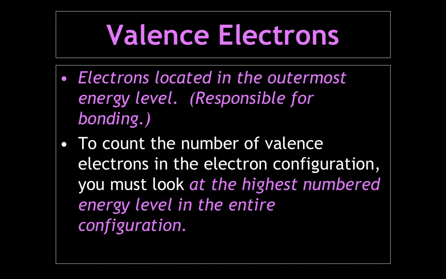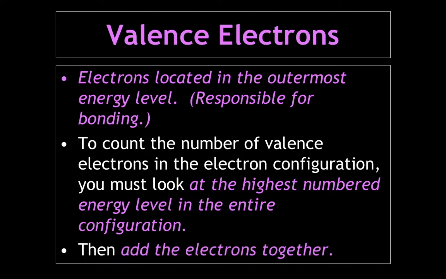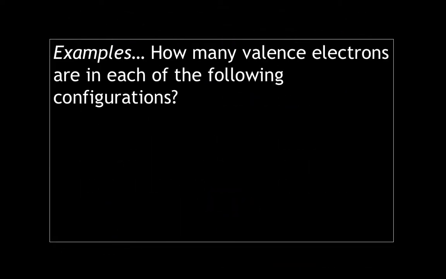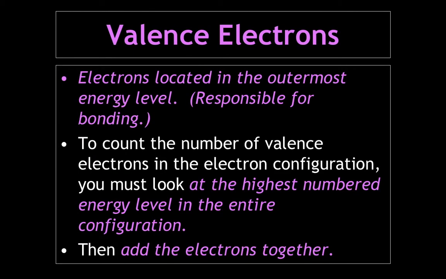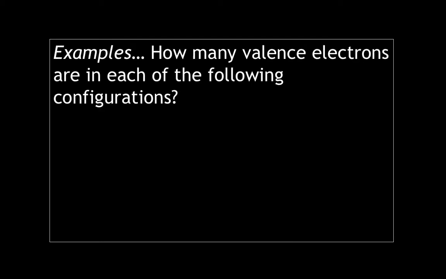Valence electrons just means outer electrons, okay? That's it. So that's it. So how to find the valence electrons, which is what it said here: add the electrons together, pick the highest energy level. Let me show you what that means.